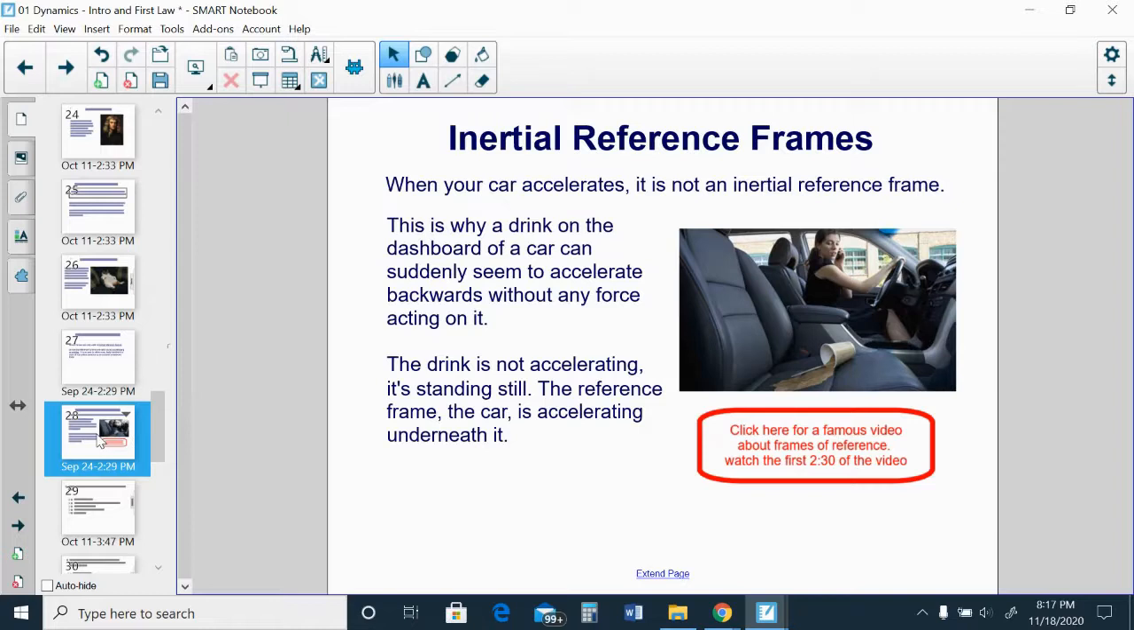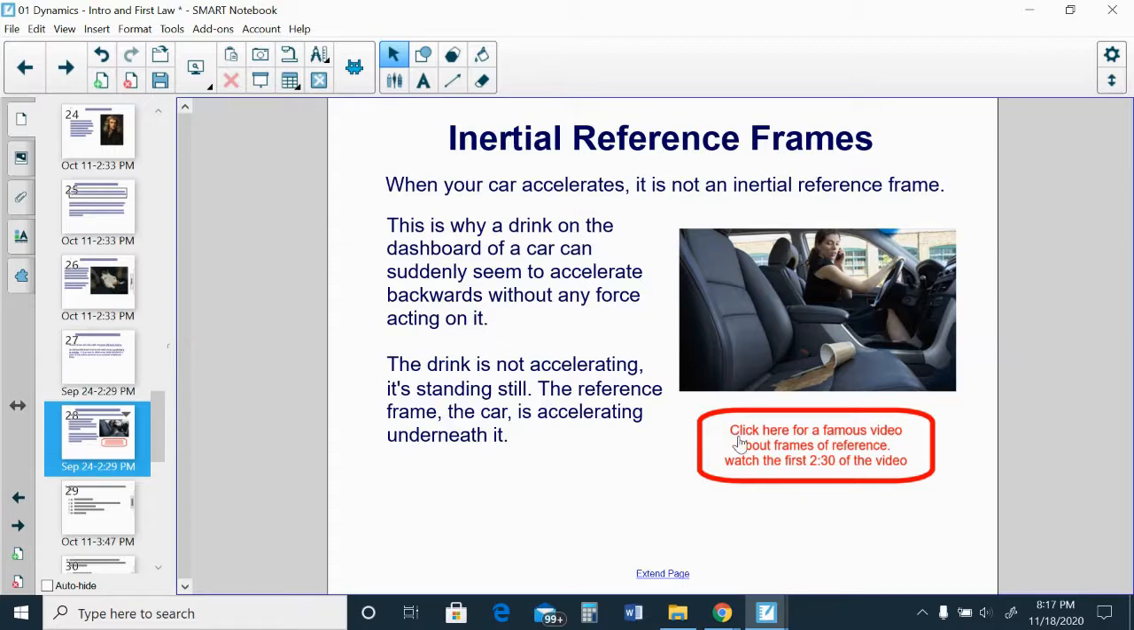When your car accelerates, it is not an inertial reference frame since the car is no longer at a constant velocity. This is why a drink on the dashboard of a car can suddenly seem to accelerate backwards without any force acting on it. The drink is not accelerating, it's standing still. The reference frame, the car, is accelerating underneath it.